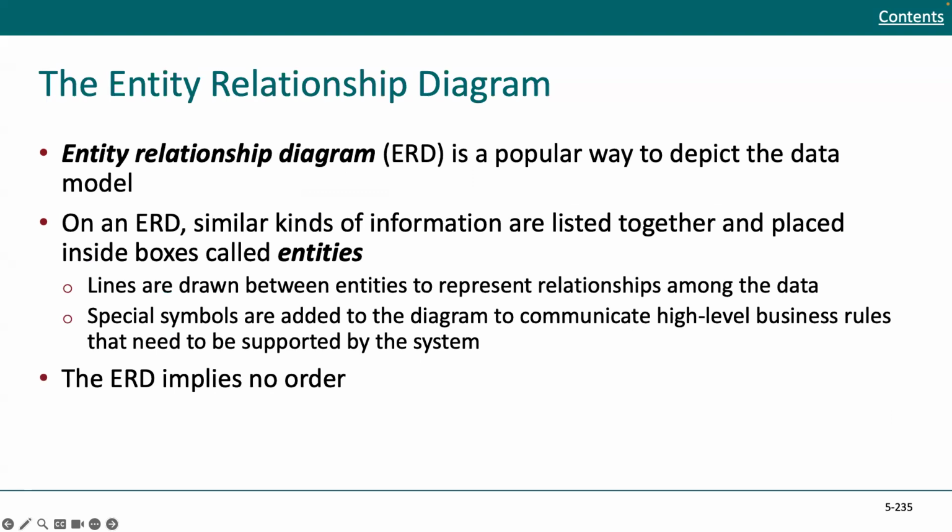We're going to be talking about an entity relationship diagram, which is a popular way to depict the data model. On an entity relationship diagram, similar kinds of information are listed together and placed inside boxes called entities. We'll delve into what an entity is in a little bit. Lines are drawn between entities to represent relationships among the data. Special symbols are added to the diagram to communicate high-level business rules that need to be supported by the system. And note that the ERD implies no order.